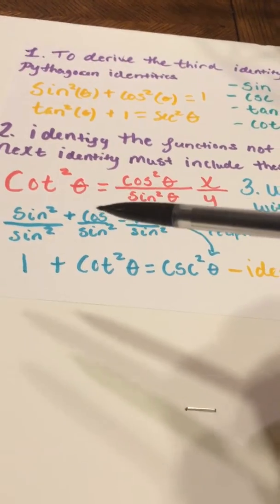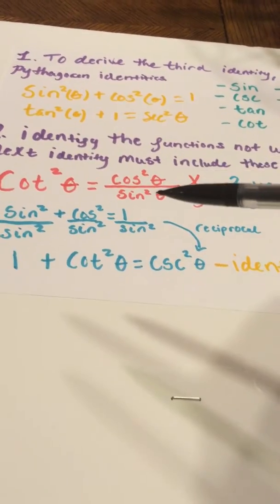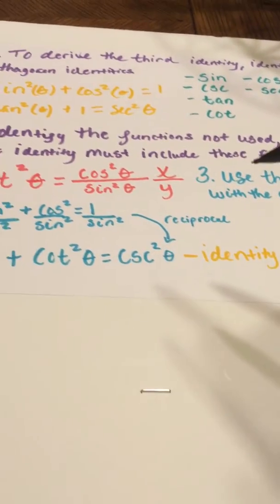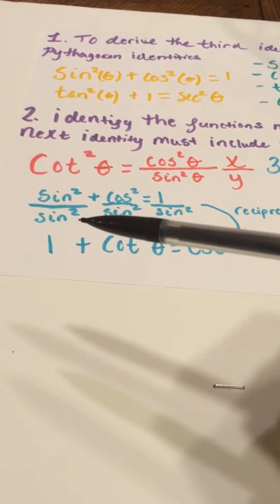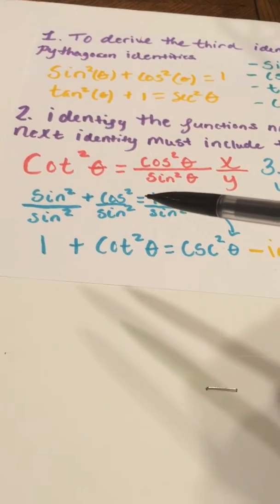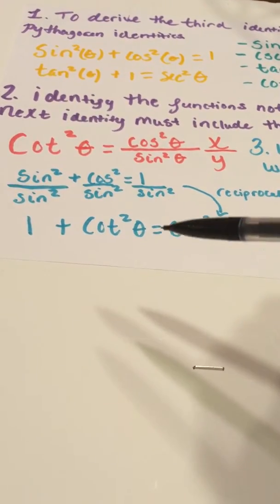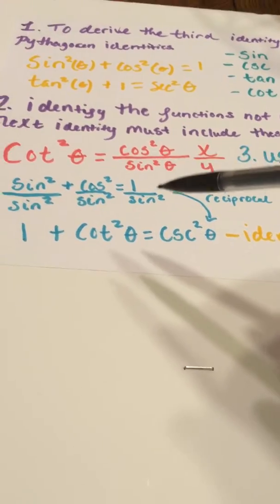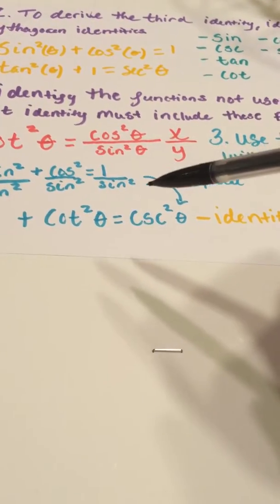cotangent squared of theta is equal to cosine squared of theta, which is x, divided by sine squared of theta, which is y. We're deriving it by using the denominator sine squared of theta. Sine squared of theta divided by sine squared of theta is 1. Cosine squared divided by sine squared is cotangent squared theta. And it's equal to cosecant squared theta because of its reciprocal, 1 divided by sine squared theta, which is identity 3.